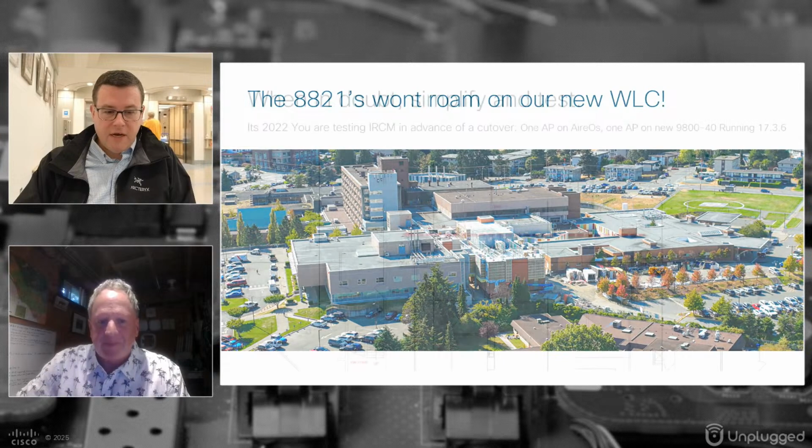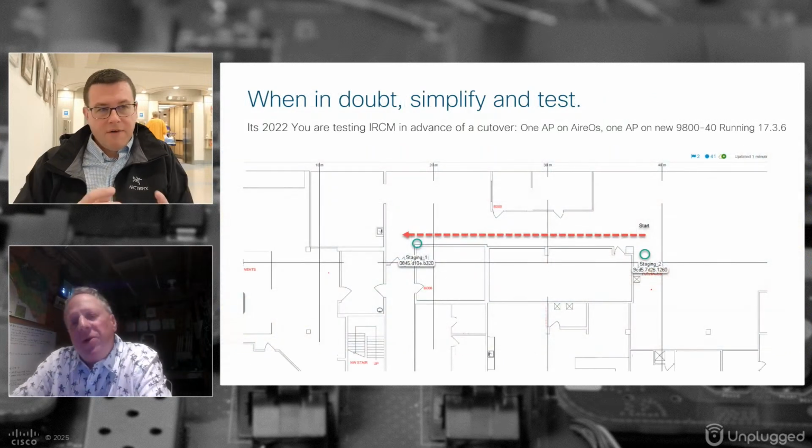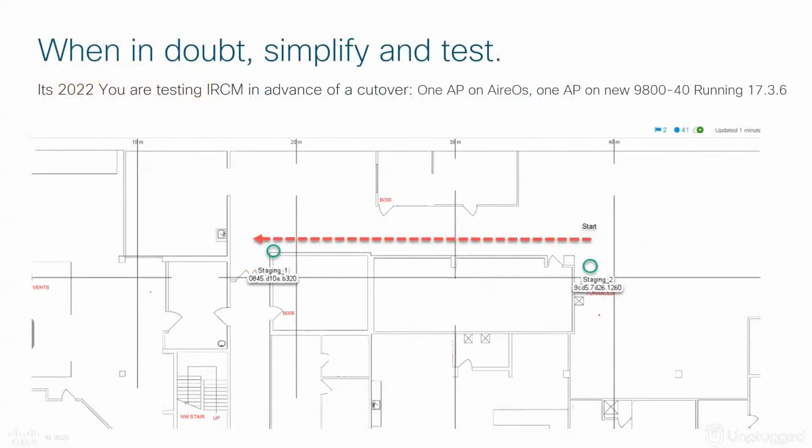I think we kind of outline the scenario. Whenever you're working these types of roaming problems, it's fundamental to boil it down to the most simplistic thing you possibly can, right? Which is 2 APs. Let's just put these on 2 different controllers. In this case, we had one on the 9800, we had one on AireOS. Technically doing IRCM here, but nonetheless, it worked just fine in AireOS, and we were having all these problems on the 9800. So what's going on?